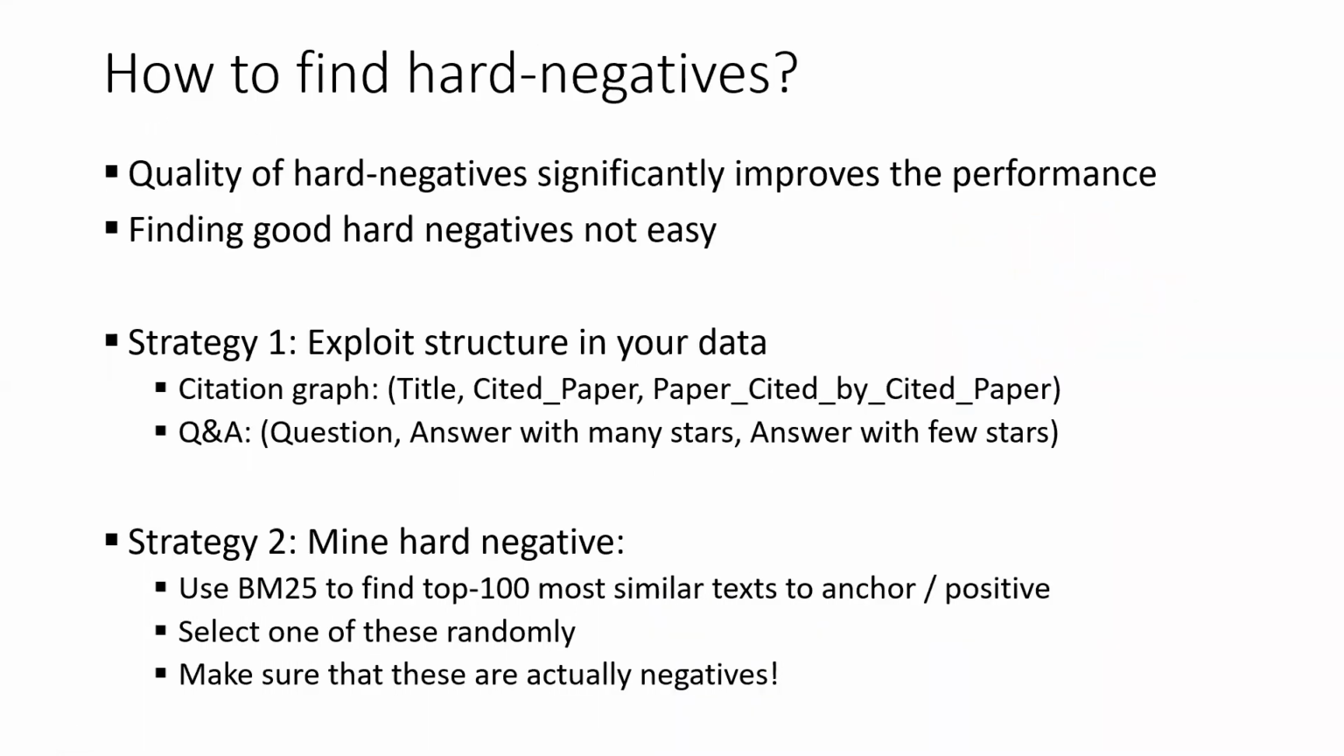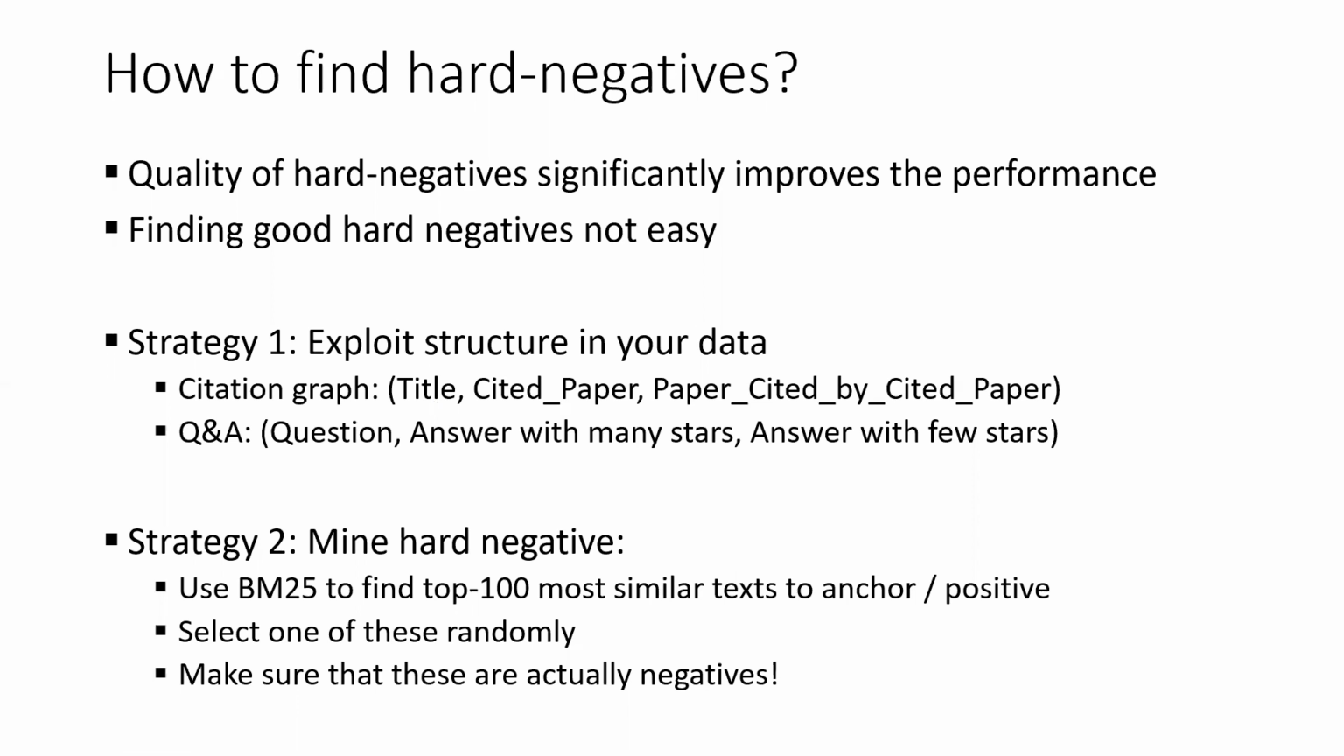So how can you find hard negatives? There are two strategies you can use. First is to exploit some structure in your data. For example, if you work with a citation graph of scientific papers, you can take the title of a paper and some cited paper. The BERT paper is citing the Attention Is All You Need paper. Then from Attention Is All You Need, you take some paper which is not cited by the BERT paper and add it as a hard negative, with the intuition that the BERT and Attention Is All You Need papers should be closer in vector space than some paper which is cited by Attention Is All You Need, but not cited by the BERT paper.